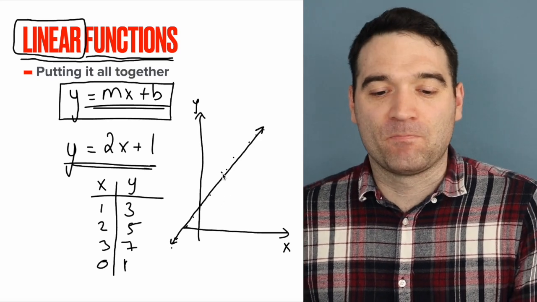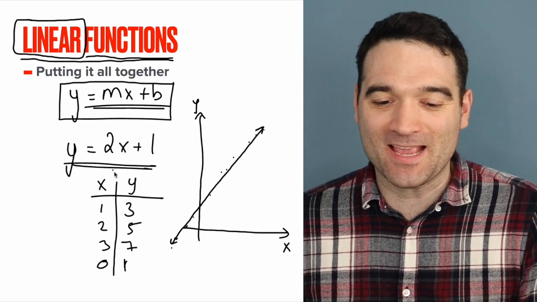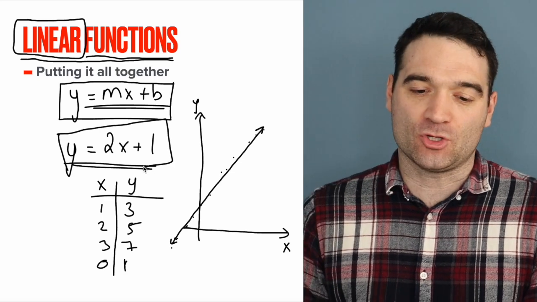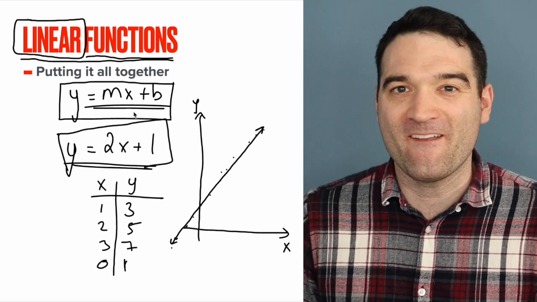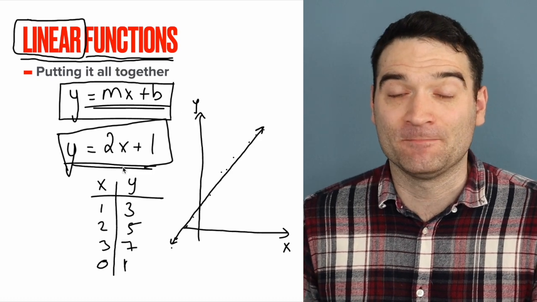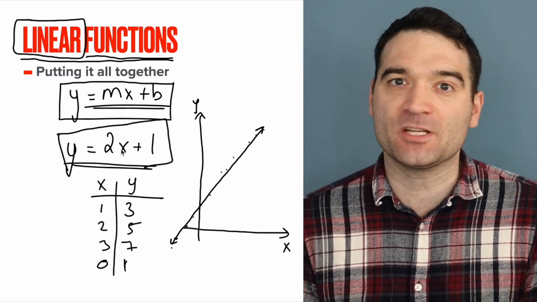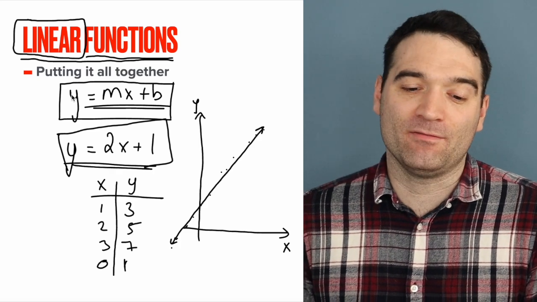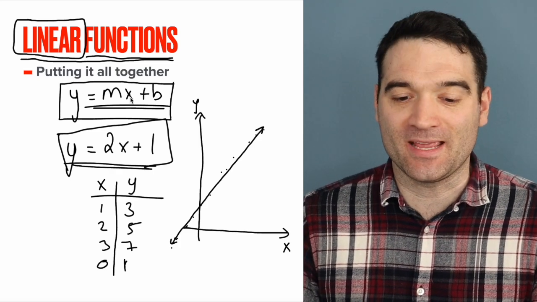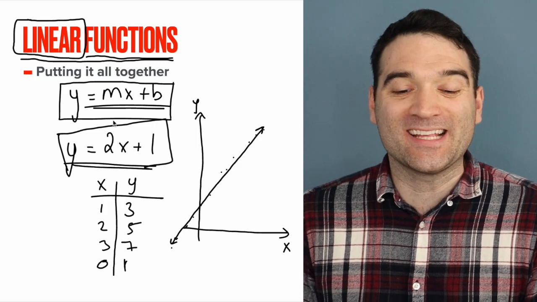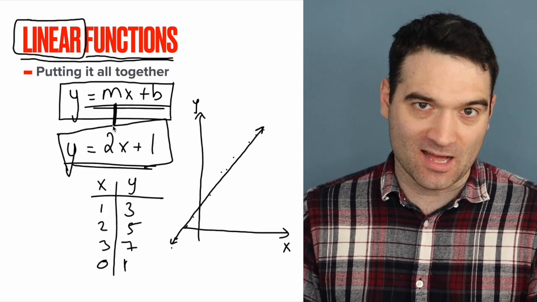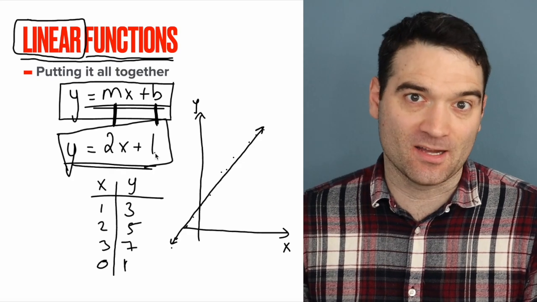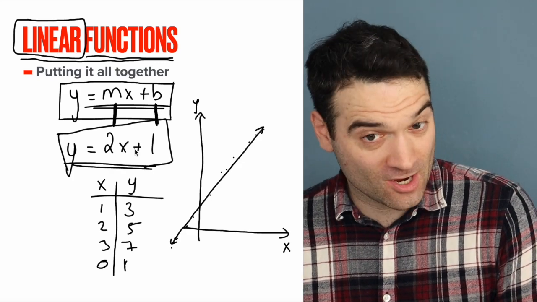Okay, but the bigger picture that I want to make here is that this equation, y equals 2x plus 1, fits a format, which is this. And this format tells us very specific things about the function. When you have something in this format, y equals mx plus b, the m represents the slope of the line, and the b represents the y-intercept of the line. So let's talk about that.